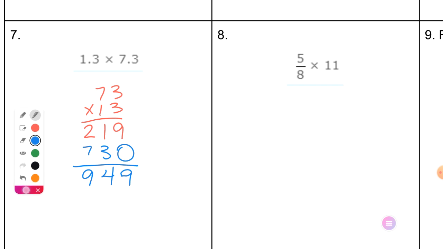Now, after I ignore the decimal points for a second, how do I decide where they go in my answer? Dylan? Since there's two numbers behind the decimal point, that's how many decimal places. Yeah, I count them up right here. There's 1, 2 decimal places in the problem, 1, 2 in my answer.